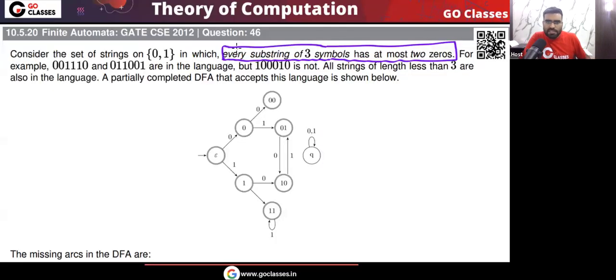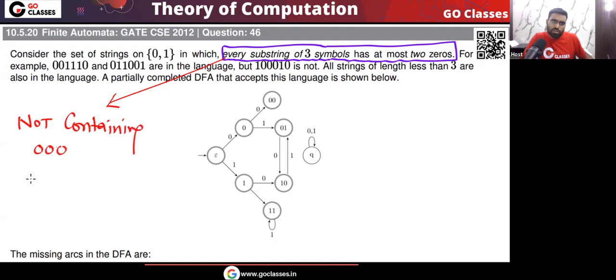This line is given to you in the question: you have a language on the alphabet 0, 1, basically the set of binary strings in which every substring of three symbols has at most two zeros. Actually, what this line means, let me tell you. This simply means that we are not containing triple zero substring. Nothing else. That's it.